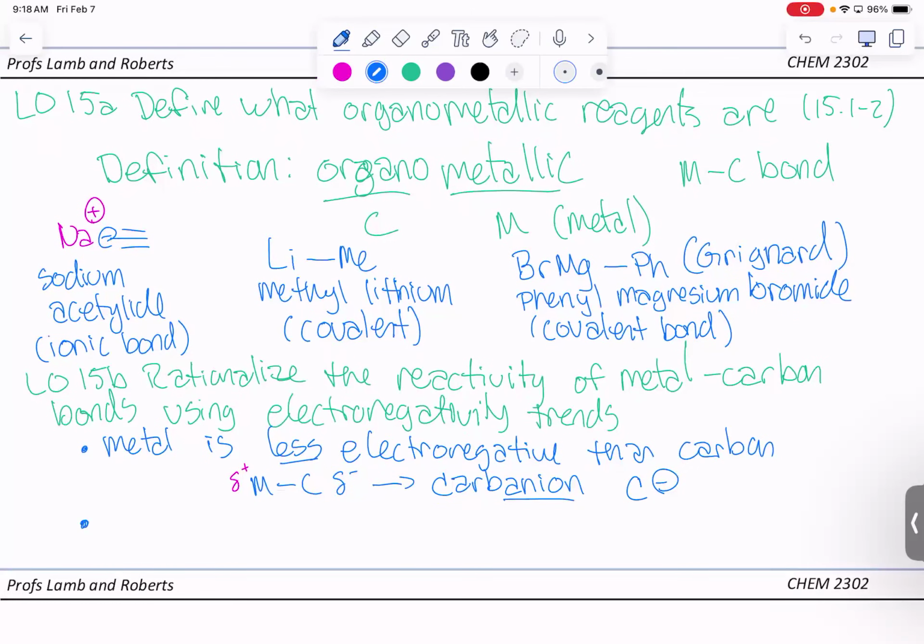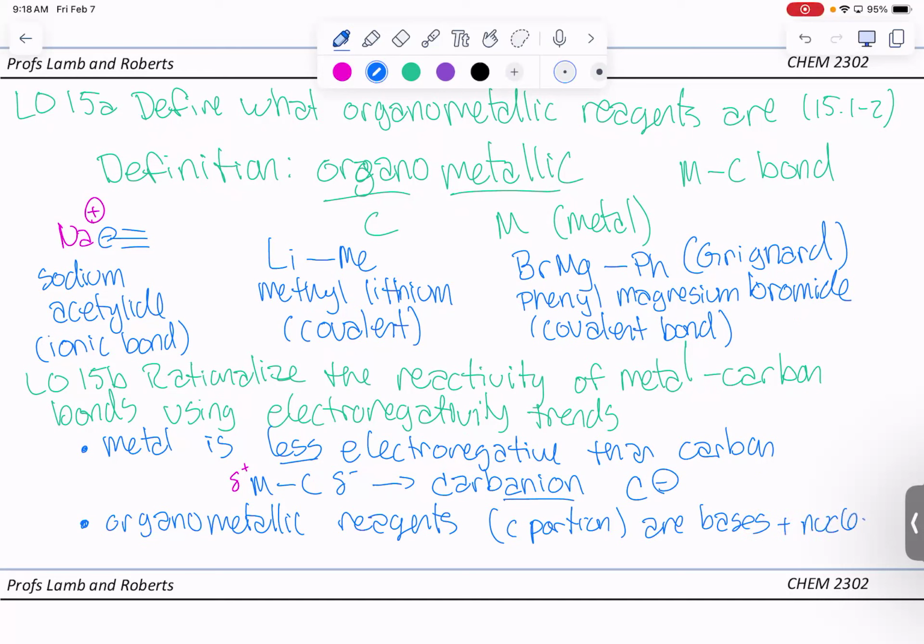And so this means the reactivity of organometallics react as nucleophilic reagents and bases. So we're referring to the carbon portion that reacts as nucleophiles and bases. All right, and that's because we can rationalize that with our electronegativity.